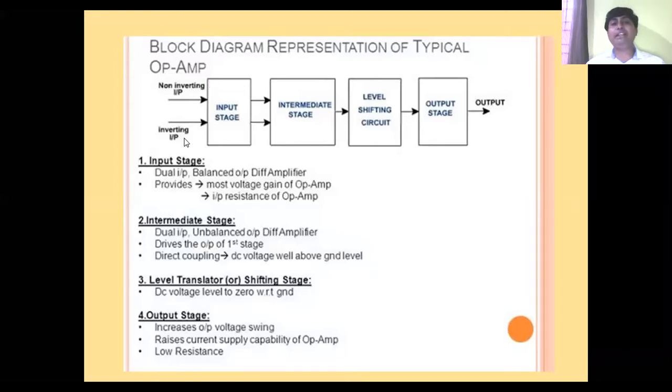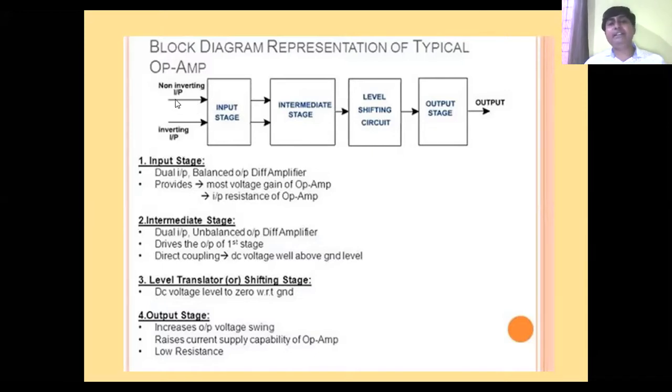Now what does inverting mean? To invert means to make reverse, that is, to twist it by 180 degrees. So if we are applying the signal to the inverting input, at the output it will be out of phase by 180 degrees. Non-inverting will remain as it is.